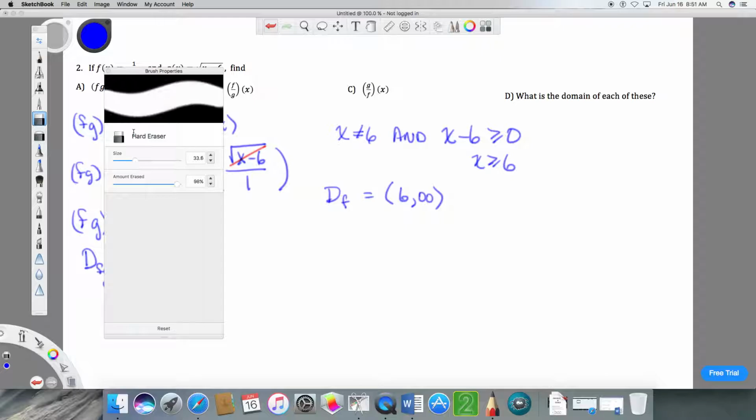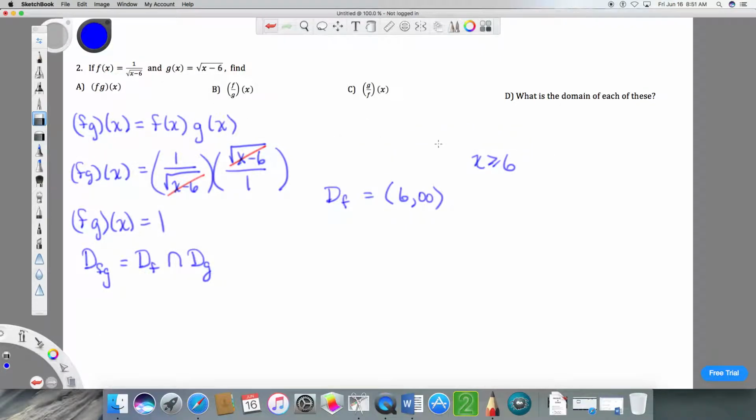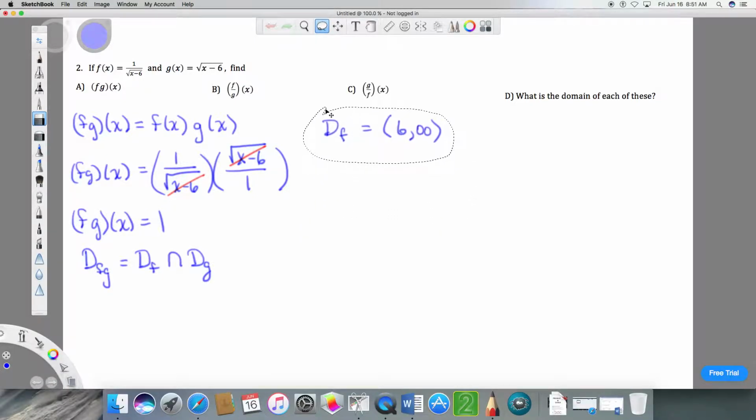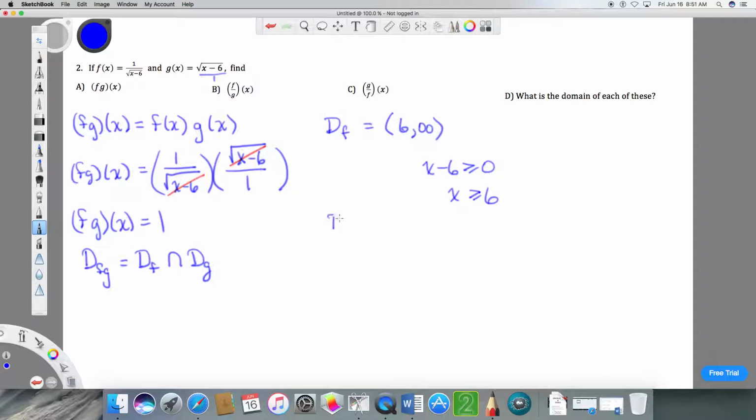Let's make this a bit smaller. Here's the domain of f. Well, let's take a look and see if we can't figure out what the domain of g is. With the domain of g, we don't have a variable in a denominator to worry about. All we have to worry about is that we want this x minus 6 to be greater than or equal to 0, because it's okay to take the square root of 0. It was just not okay to divide by it. So the domain for g is greater than or equal to 6.